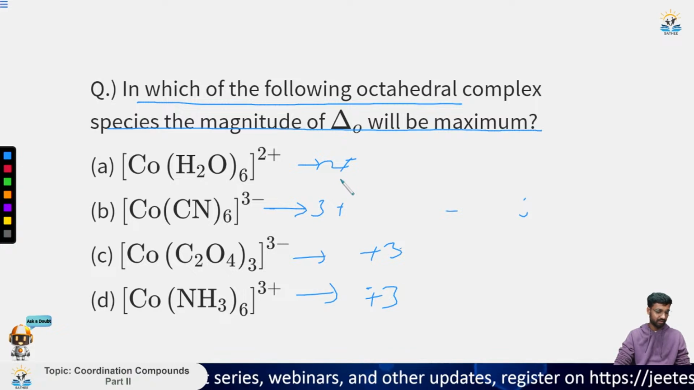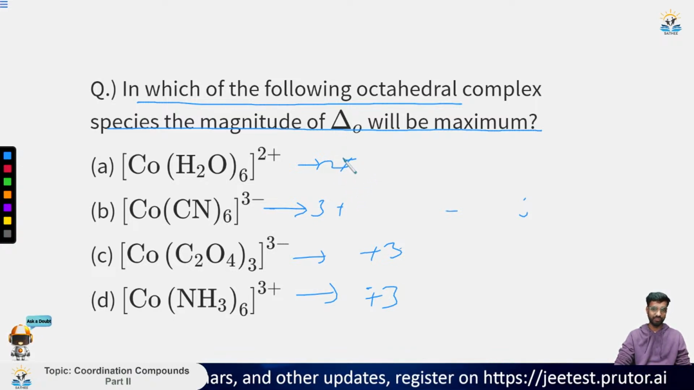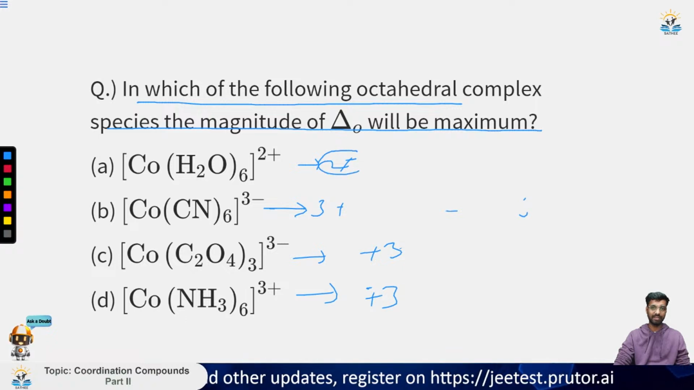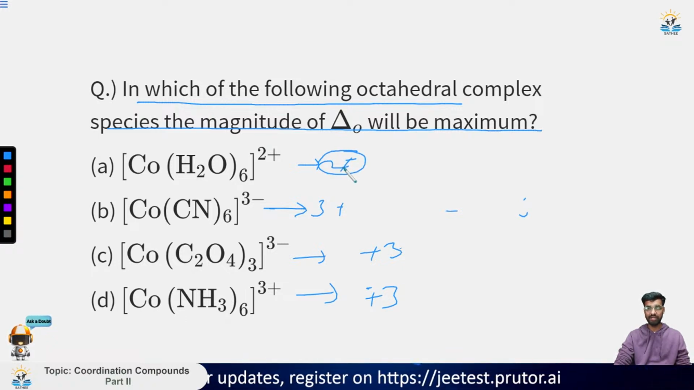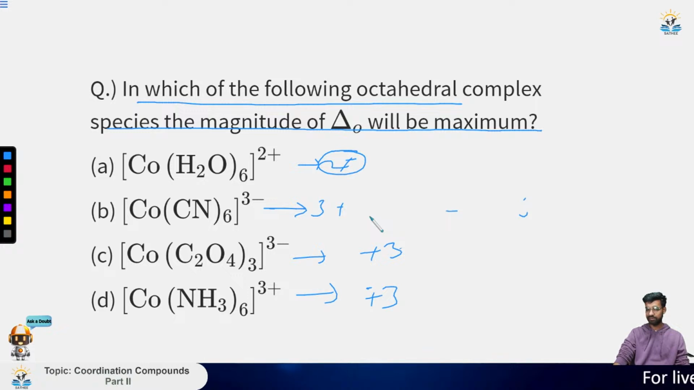Now if you want to look at delta O, first of all consider that the complex having the lower charge will have the lowest delta O. The strength of the ligand is of course a criterion for defining the magnitude of delta O, but the charge on the metal ion is a greater deciding factor. Because when we decide the spectrochemical series, we are just looking at electronegativity and such, and in electronegativity there is a kind of partial distribution of charge.